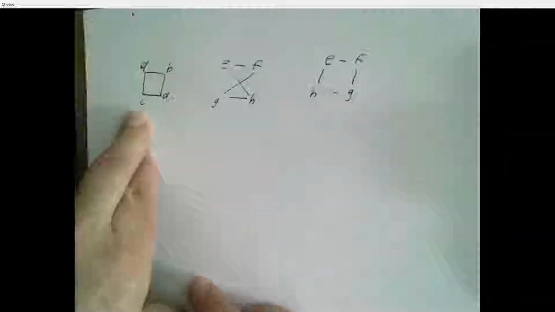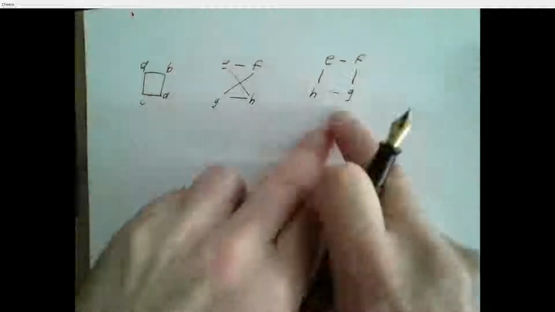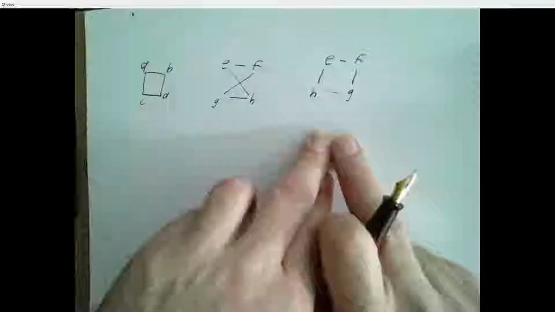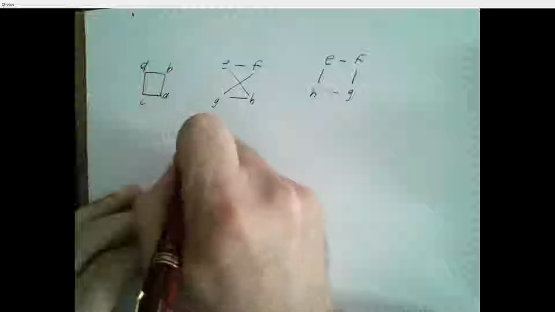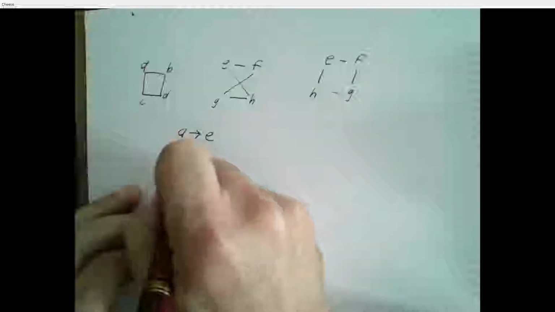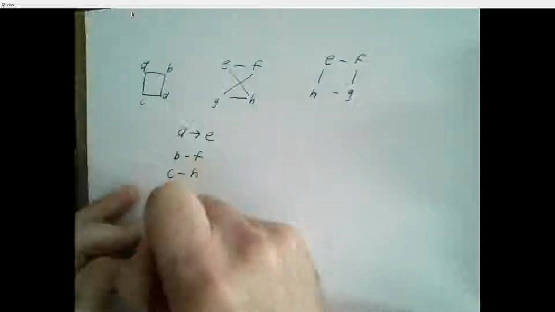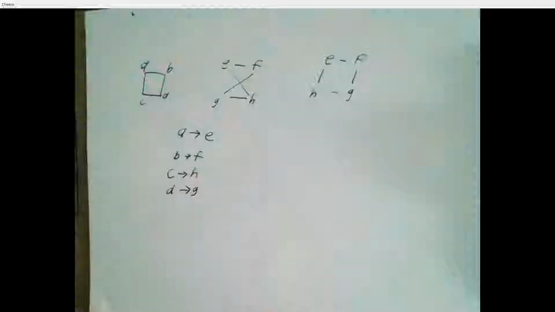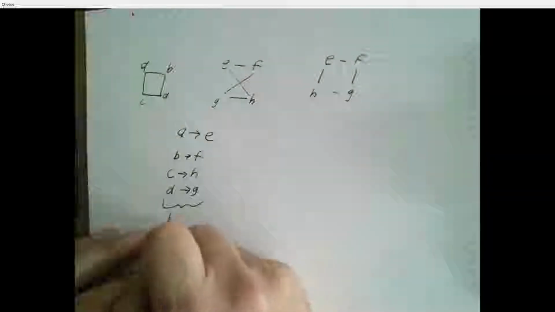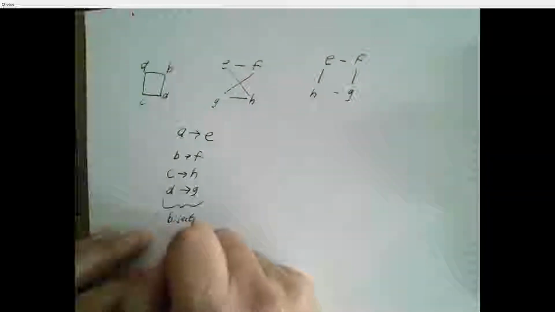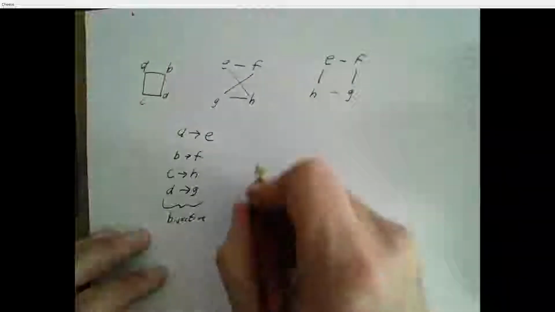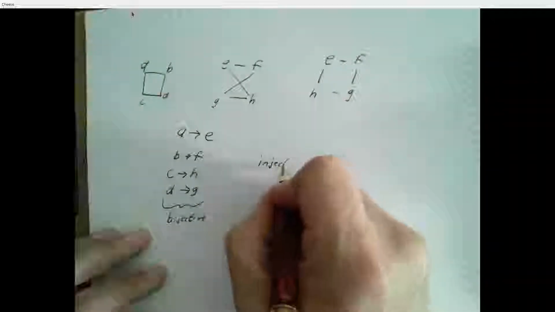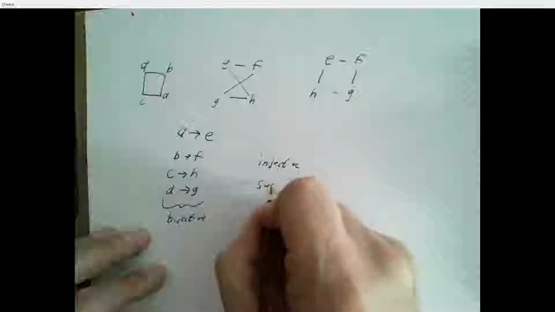So how do we turn this original graph into this new one? We make a mapping of vertices. So we take vertex A to E, B to F, C to H, and D to G. And our requirement is that this is bijective. So remember what bijective means. It means it's both injective and surjective.